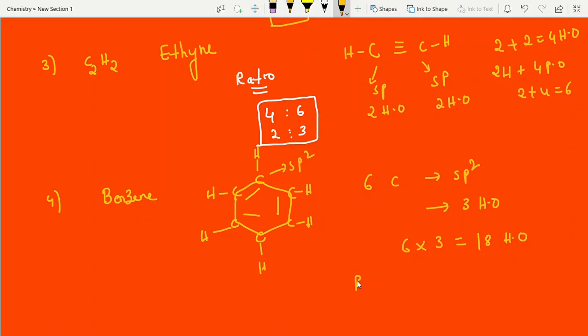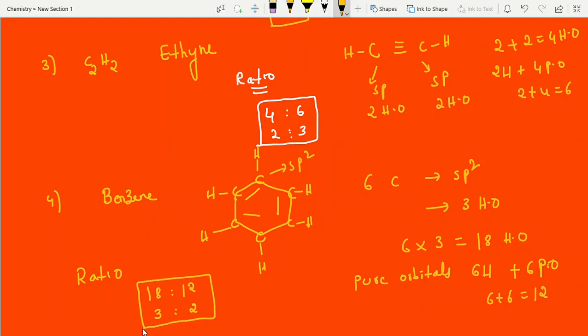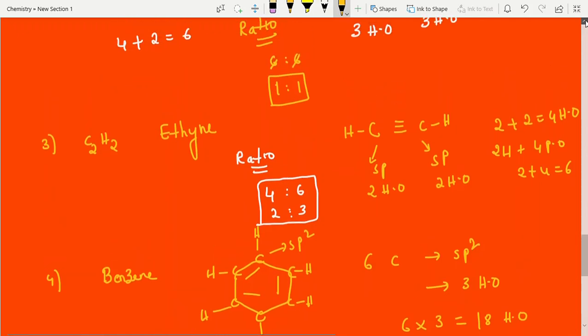Pure orbitals, how to calculate, students? Each hydrogen has one. How many hydrogens? 6 hydrogens, plus 3 pi bonds, which means 6 pure orbitals. 6 plus 6, totally 12 pure orbitals. Okay, ratio. Students, can you calculate? 18 is to 12. What is the ratio? 3 is to 2. That's it. Clear point? Hybrid orbitals to pure orbitals is 3 is to 2. Check it in all the examples.